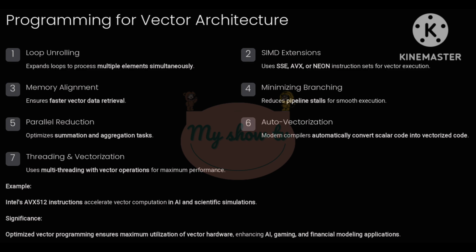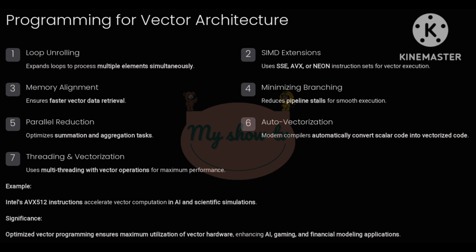5. Parallel reduction, used for aggregating large datasets efficiently. Example: in AI training, vectorized operations accelerate summation of large neural network weight matrices. 6. Auto-vectorization. Modern compilers, such as GCC, Clang, and Intel ICC, automatically convert scalar code into vectorized code, reducing manual optimization effort. Example: a simple for loop can be auto-vectorized by the compiler if it follows vector-friendly patterns.